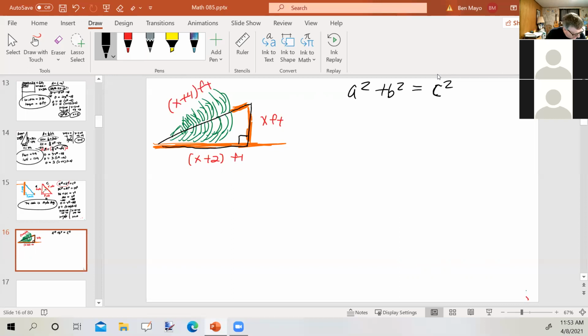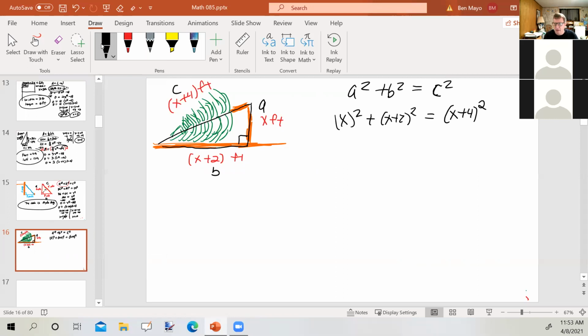All right. And it has these three sides labeled. So this is x, x plus 4, x plus 2. The longest side would be the x plus 4. So that's C. The other sides are going to be A and B respectively. And again, it doesn't matter which of the two legs is A and which one is B. So now I've got A squared, which is x squared, plus b squared, which is x plus 2 squared, equals c squared, which is x plus 4, the quantity squared.